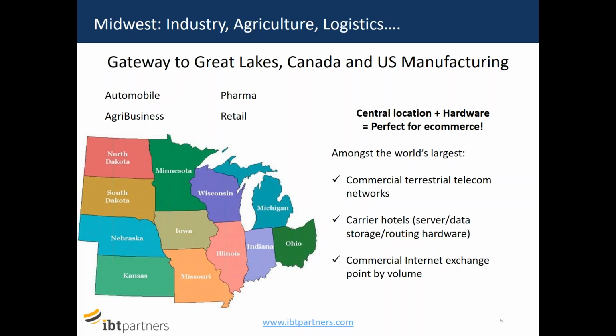And then I wanted to point out here that some of these things are just perfect for e-commerce, not just because of the terrestrial telecoms network that goes together with the logistics, but also this enormous commercial internet exchange that you can get. And then something called carrier hotels. These are enormous data centers, really. They have servers, data storage, and routing hardware. And they're called carrier hotels. They're particularly large. Some of the largest in the world are based in the Midwest, and that's also, again, a reflection of that e-commerce ability.